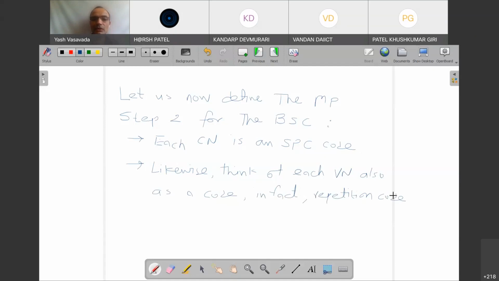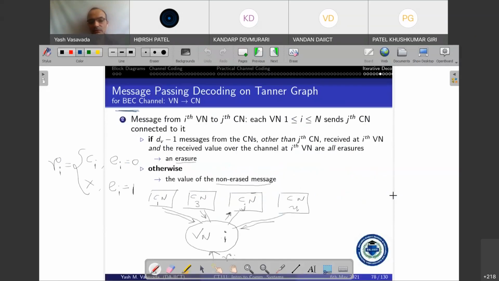For the BSC, what does the repetition decoder do? Remember, in case of BSC, VNs is never going to hear that it is erased. It is always going to get zeros and ones from the CNs as well as the channel. Majority voting. Exactly.